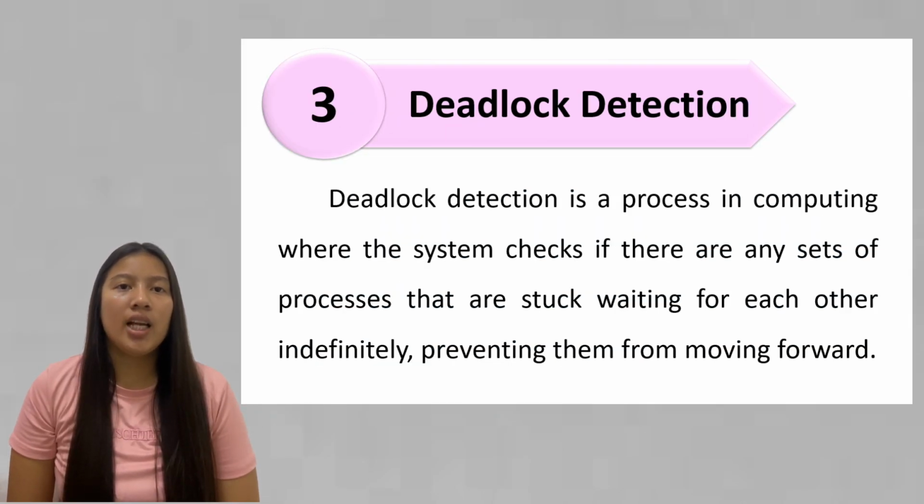Third, deadlock detection. Deadlock detection is the process in computing where the system checks if there are any sets of processes that are stuck waiting for each other indefinitely, preventing them from moving forward.